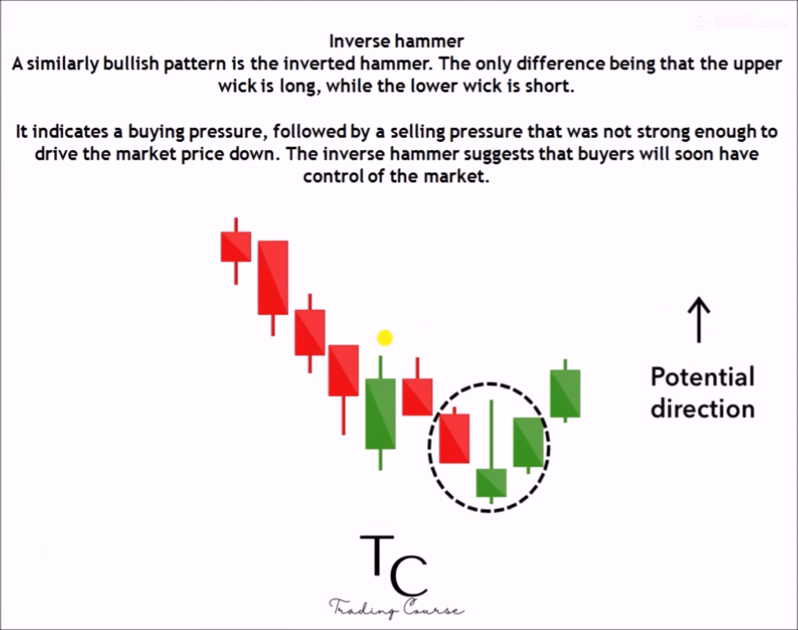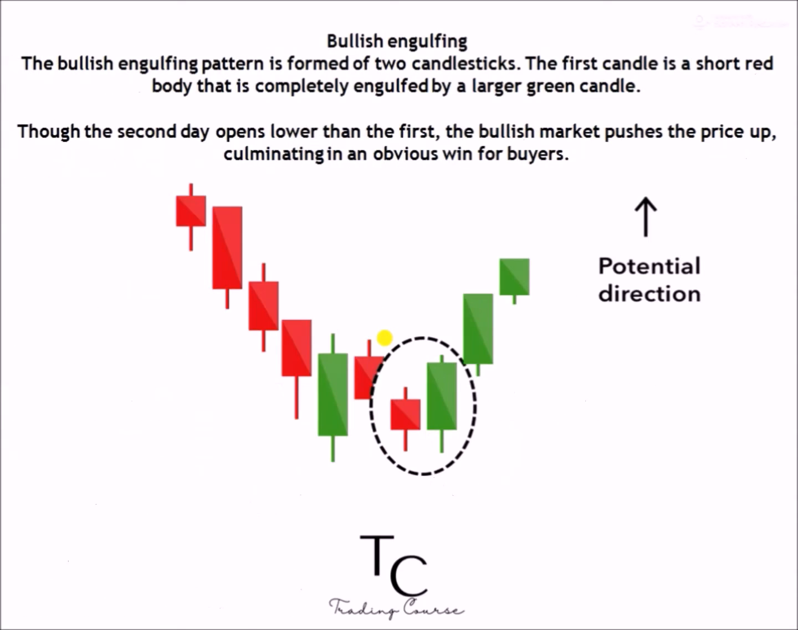Inverse hammer. A similarly bullish pattern is the inverted hammer, the only difference being that the upper wick is long, while the lower wick is short. It indicates a buying pressure, followed by a selling pressure that was not strong enough to drive the market price down. The inverse hammer suggests that buyers will soon have control of the market.